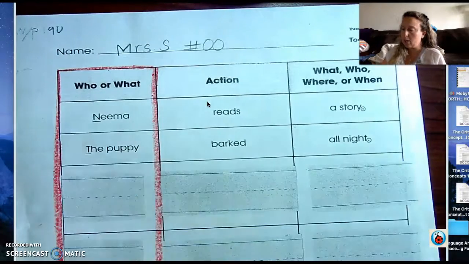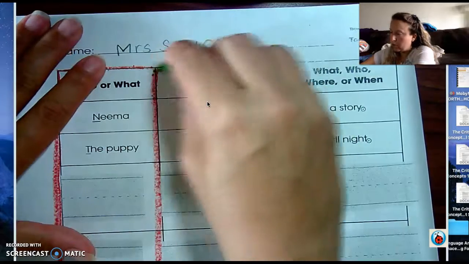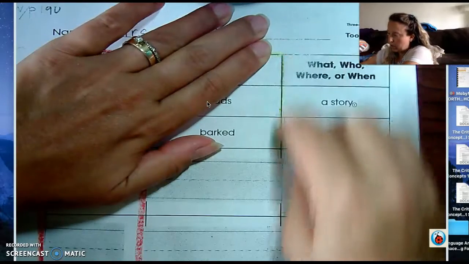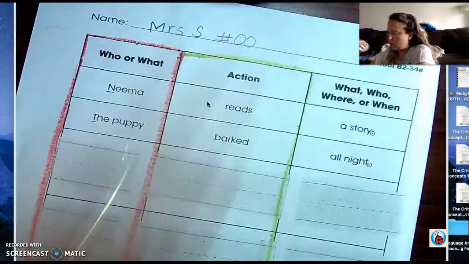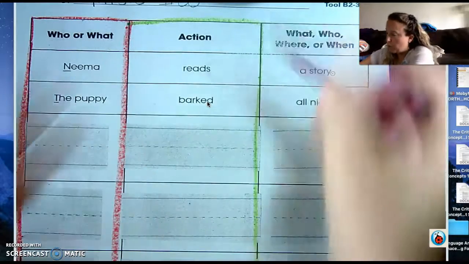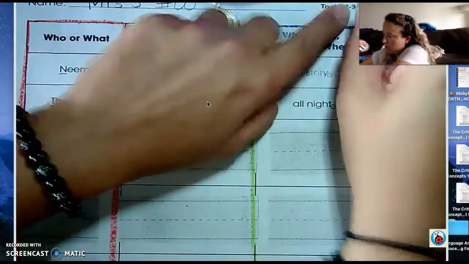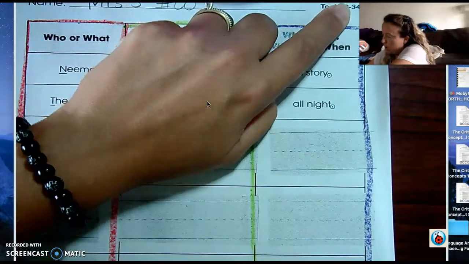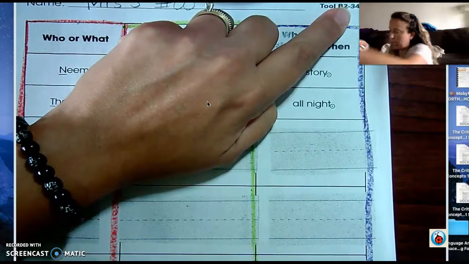Okay, and then the second one, the action, the verb, was green. So I'm going to take my green. I'm going to go all the way down, trace that in. And then my last one was purple. Same thing, all the way down. Now I have color coordinated.